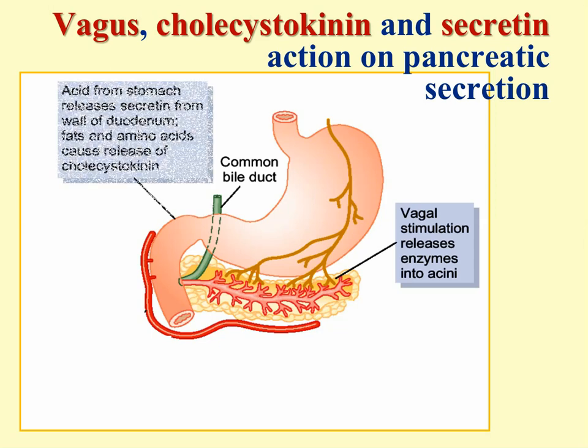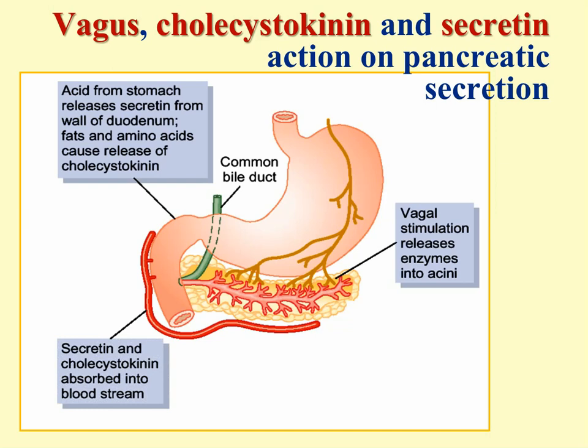but not greatly. Acid from the stomach releases secretin from the walls of duodenum, and fats and amino acids produce release of cholecystokinin. Now it's the intestinal phase for pancreatic secretion, when most of the juice is secreted, and a lot of fluid washes the enzymes through ducts, and flow of the pancreatic juice greatly increases, and it is released into the intestinal lumen.